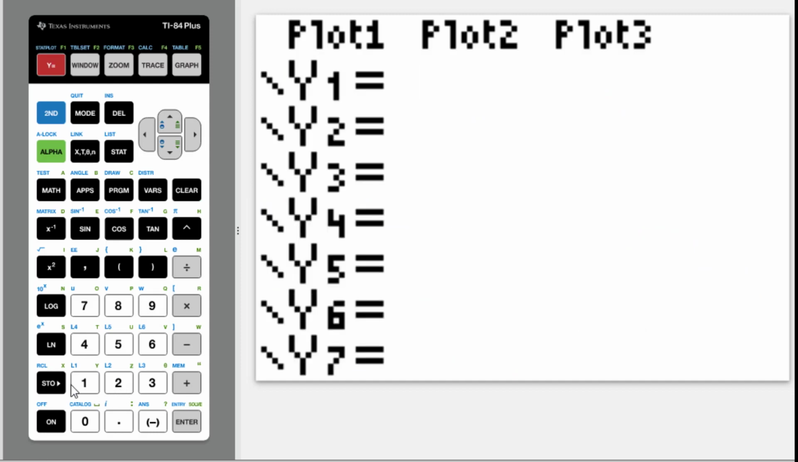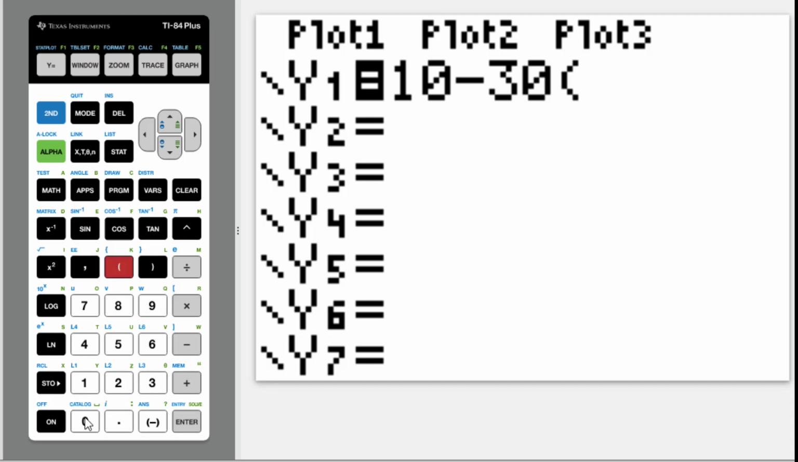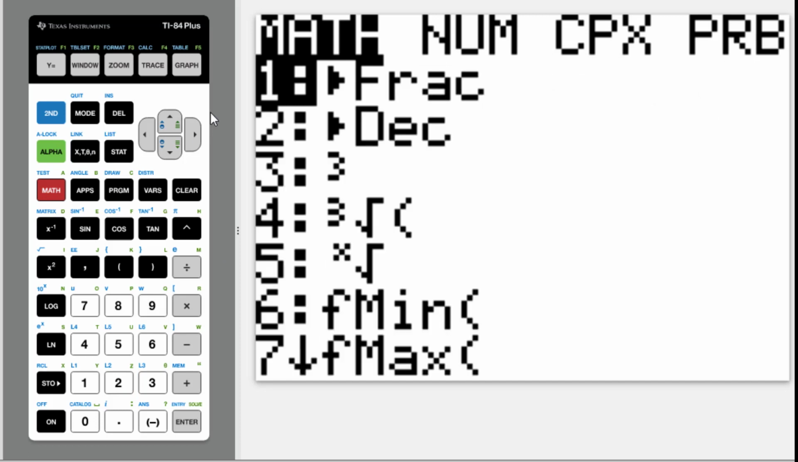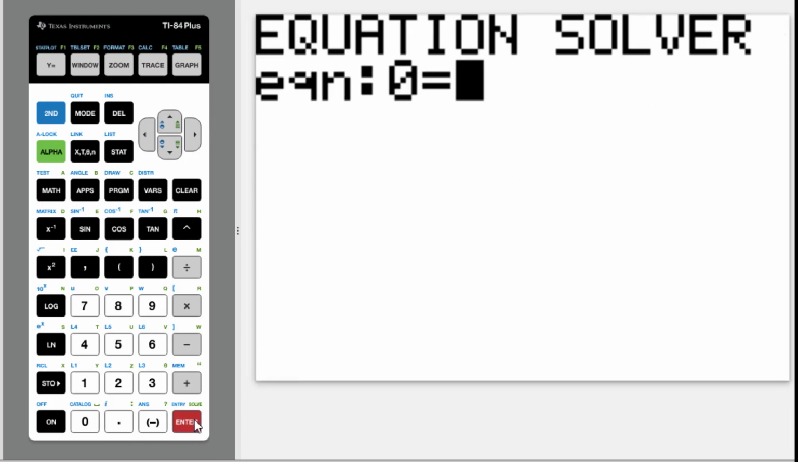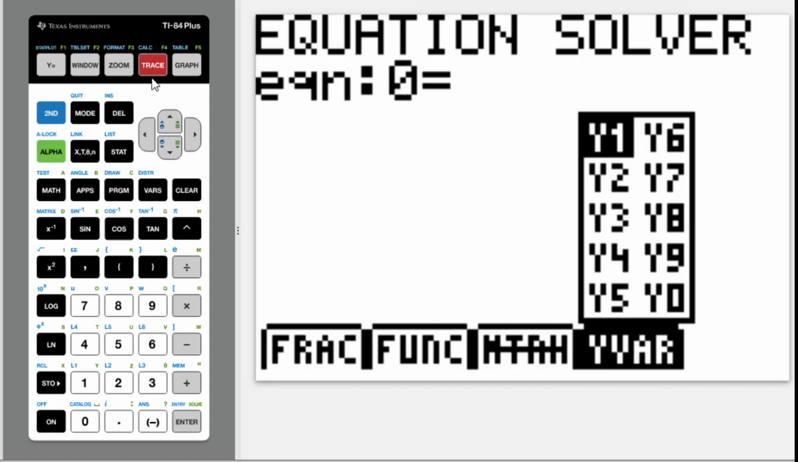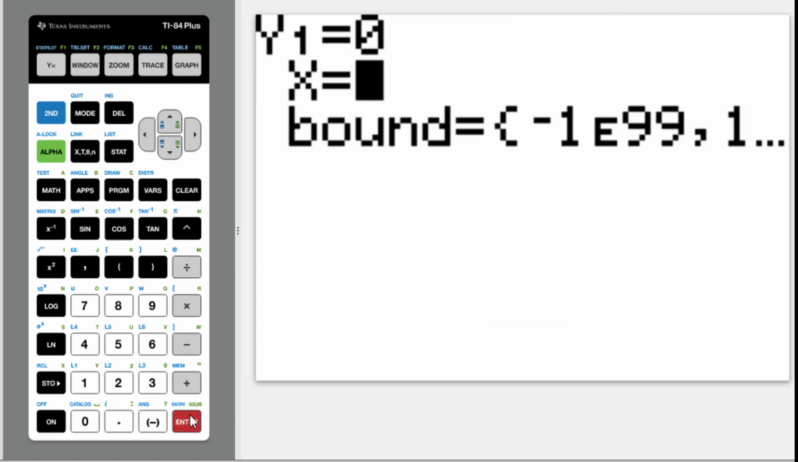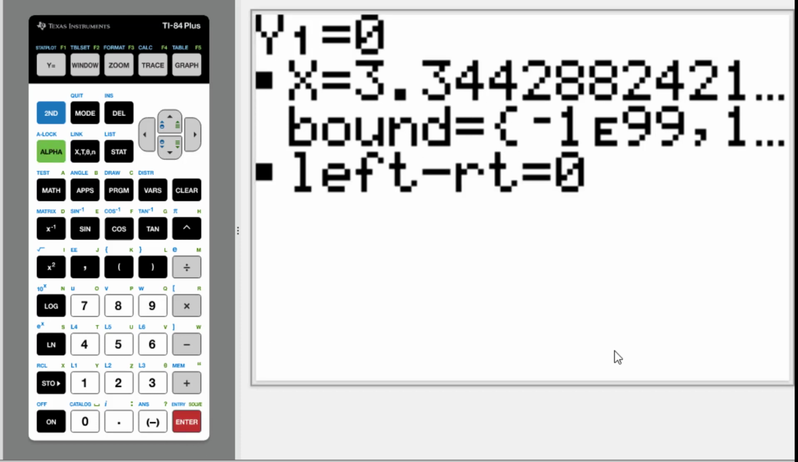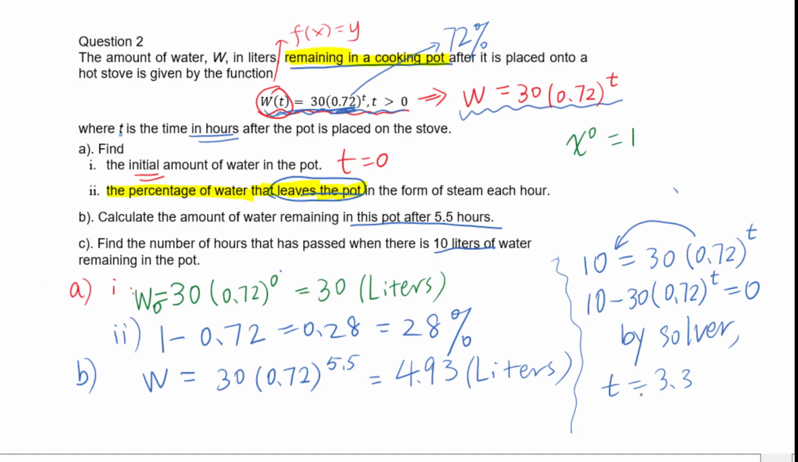Let's go to Y1. 10 minus 30 times 0.72 to the X power. Then math, solver. Alpha, trace, Y1, enter. Let's estimate as 5. Alpha, enter. So the answer will be 3.34 as a 3 sig fig. T equals 3.34 hours.